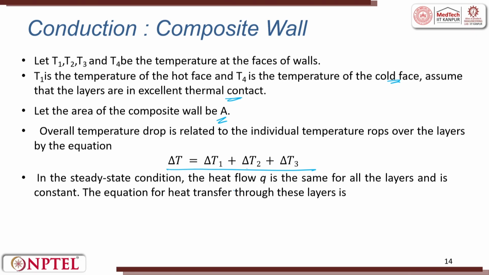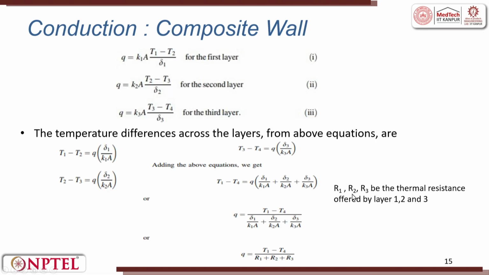In the steady state condition, the heat flow Q through the area for all the layers is constant. The equation of heat transfer through these layers is given by Q is equal to K1 times A times (T1 minus T2) divided by delta 1 for the first layer, and similarly for the second and third layers. Now, the temperature difference across these layers can be represented by rearranging the equation: T1 minus T2 equals Q times delta 1 by K1 A.